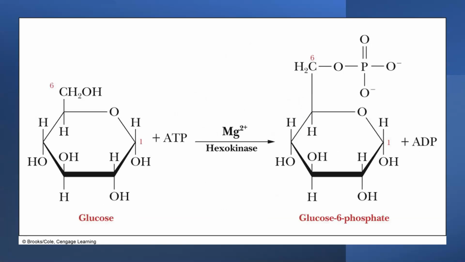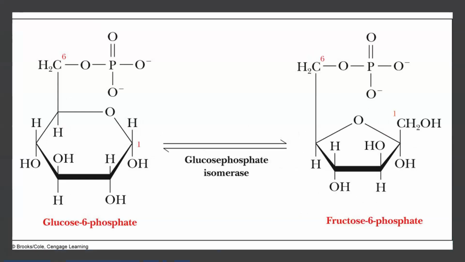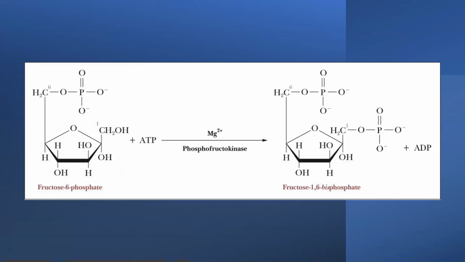Step 1 is a phosphorylation reaction. It's catalyzed by hexokinase. Glucose is phosphorylated to glucose 6-phosphate. And this is a regulated step controlled by feedback inhibition. Glucose 6-phosphate itself is the inhibitor, slows down the enzyme action. Step 2 is an isomerization reaction. Glucose 6-phosphate is isomerized into fructose 6-phosphate, and this is catalyzed by glucose phosphate isomerase.